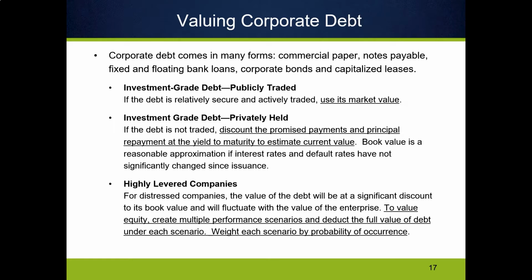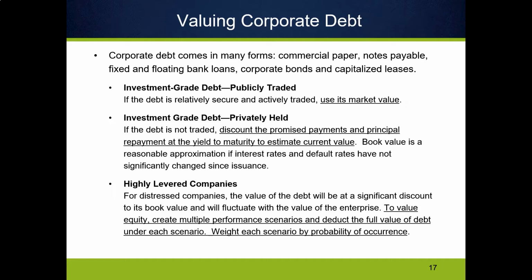Okay? So if we have investment grade debt, so these are publicly traded bonds, and it's actively traded, again, we talked about some of the issues there, we can use the market value. So we can go look at the bond price, multiply by the number of outstanding bonds. That is the total value of the debt claim against the firm. We subtract it.